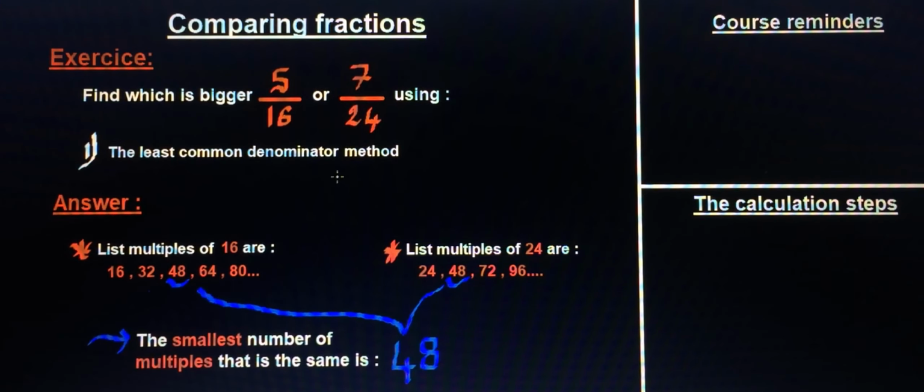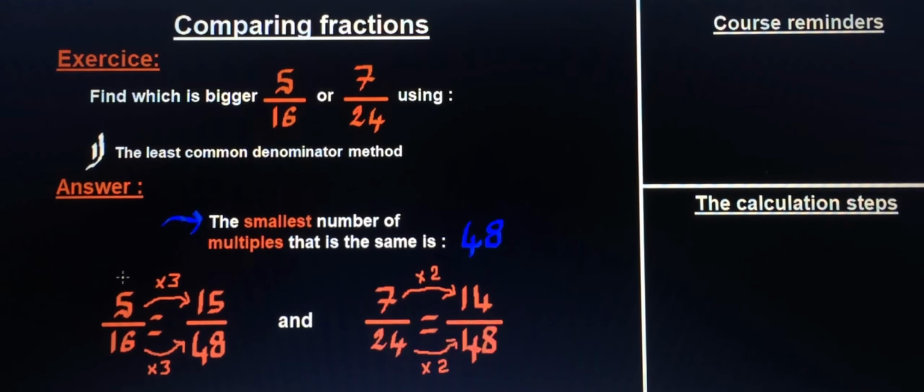For the answer, method number 1. We list multiples of denominators of each fraction. Multiples of 16 are 16, 32, 48, 64, and 80. Multiples of 24 are 24, 48, 72, and 96. Now we choose the smallest number of multiples that is the same. As shown here, it's 48.